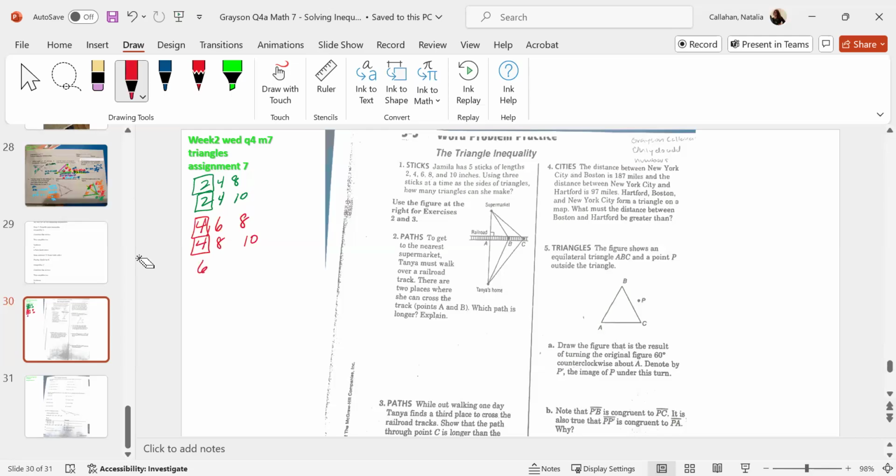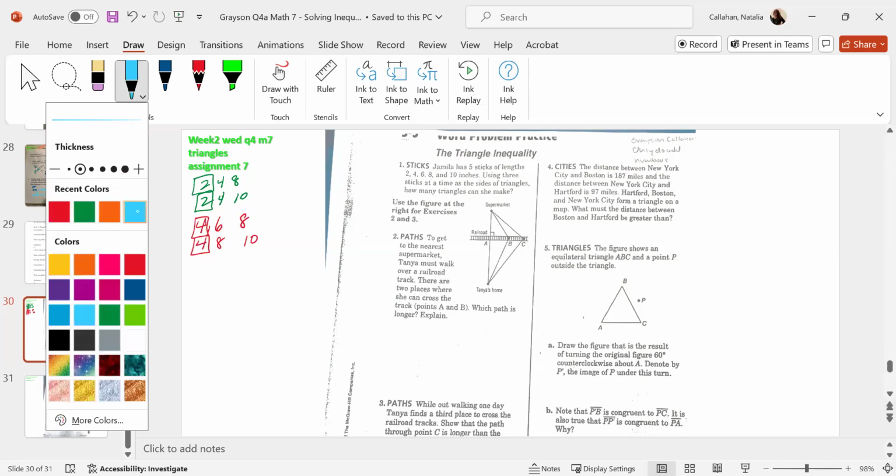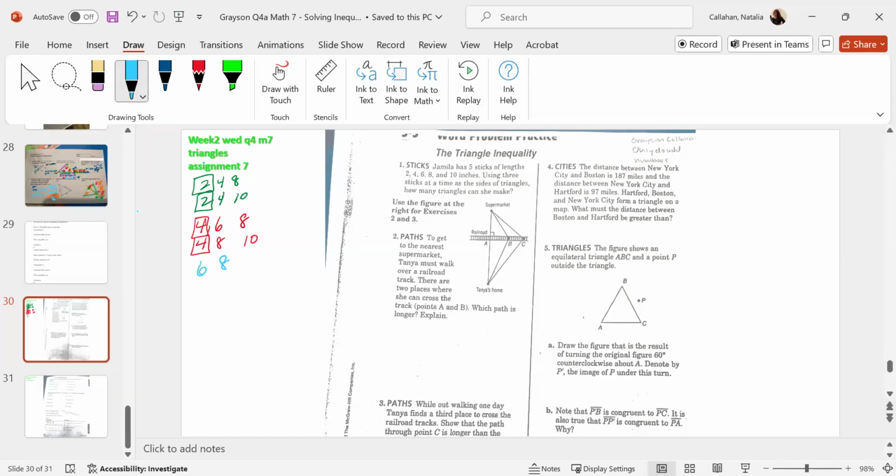Let's try 6s. What's your combination with 6? Okay, the combination is 6 and 4. 6 plus 4 is 10. It has to be bigger than 10. Yeah. How many ways are there? 1, 2, 3, 4, 5. I think it's supposed to be 5 ways.